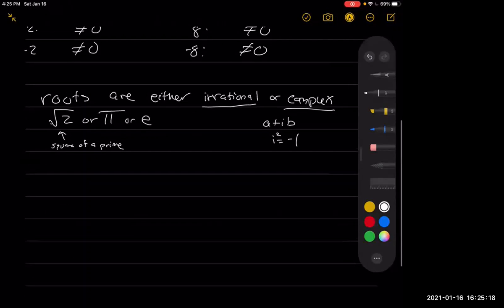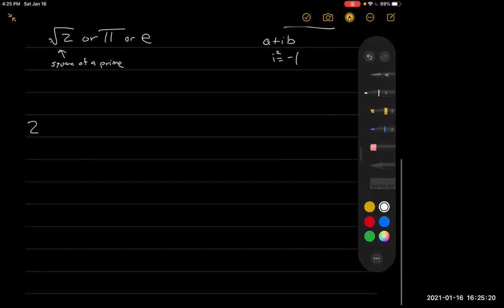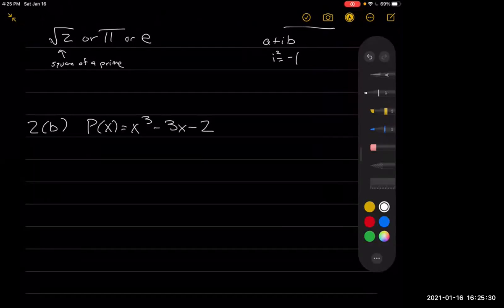All right. So then if we move on to problem 2, that's 2b. Here we're looking at p of x equals x cubed minus 3x minus 2, and we're supposed to factor it out and write what all of the zeros are. So here we're going to use the same rational test. The factors of the leading coefficient are plus or minus 1, and the factors of the constant are plus or minus 1 or plus or minus 2.